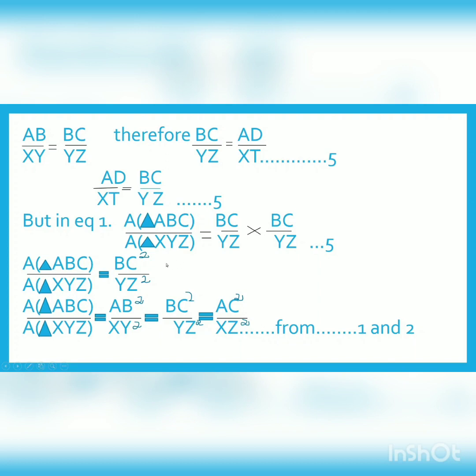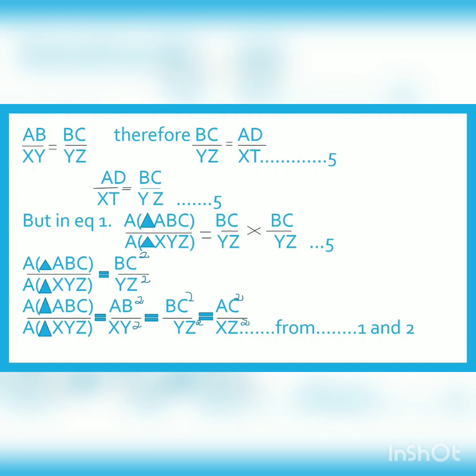In this way, you can prove area of triangle ABC upon area of triangle XYZ is equal to AB square upon XY square, and equal to AC square upon XZ square. So area of triangle ABC upon area of triangle XYZ is equal to AB square upon XY square is equal to BC square upon YZ square is equal to AC square upon XZ square from equations first and second. So in this way we prove the theorem of area of two similar triangles.